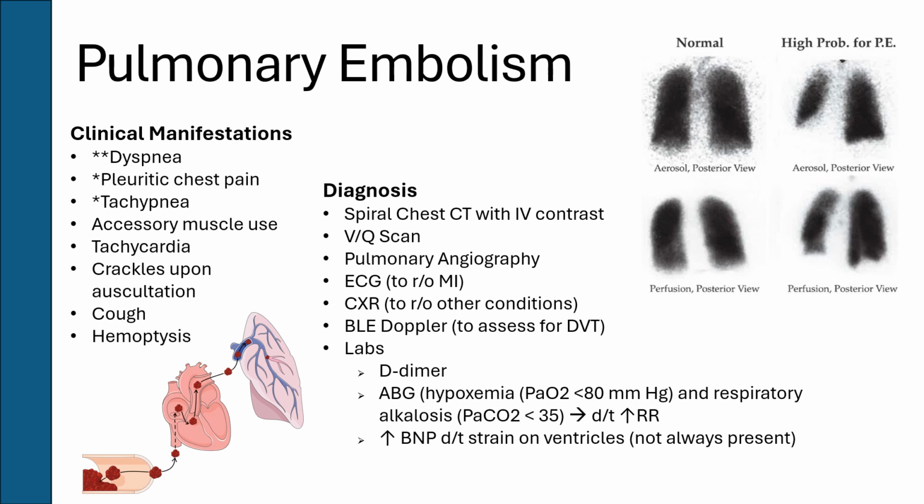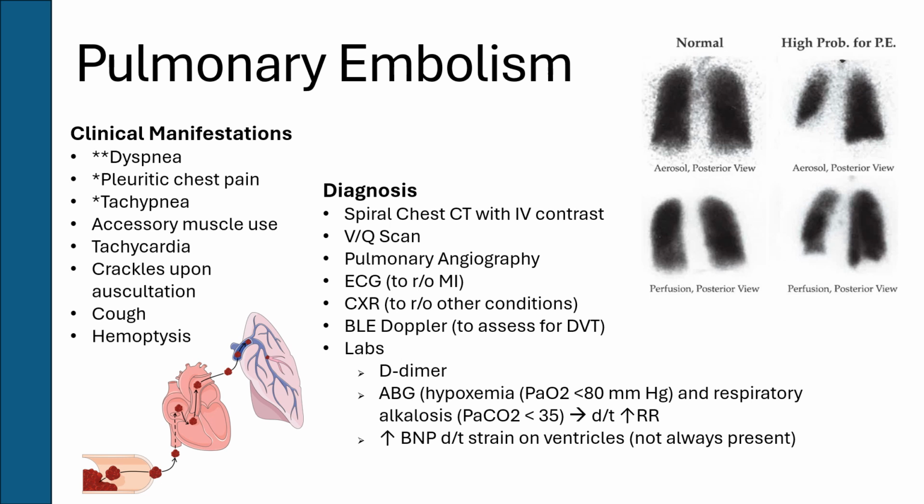Labs, we're going to do D-dimer. So the D-dimer measures some of the products that are broken down from the clot as the body tries to dissolve it. It releases these proteins, so the D-dimer measures that. So a D-dimer is not a way to diagnose a PE, it's just used in combination.